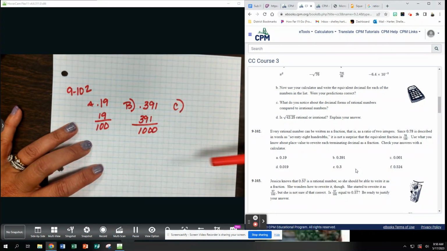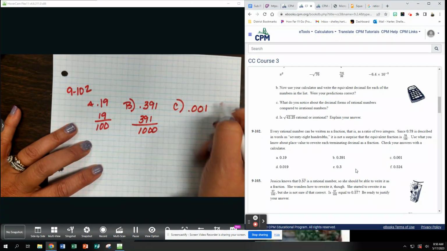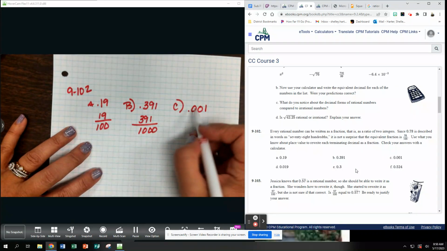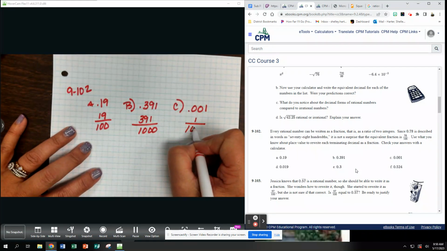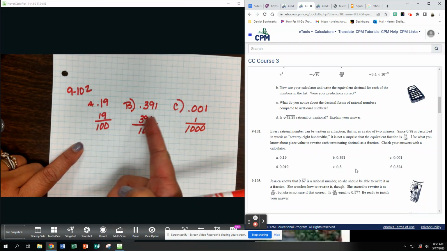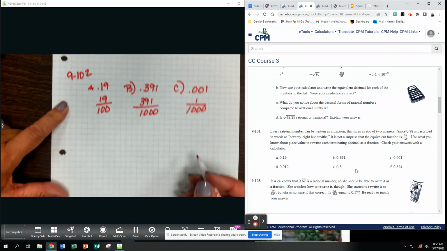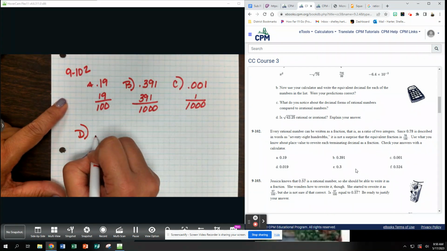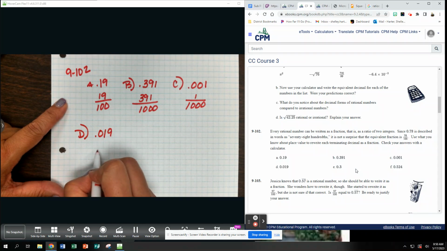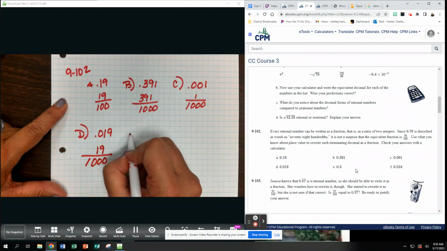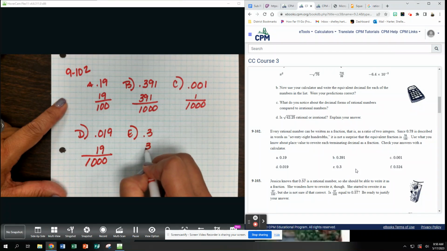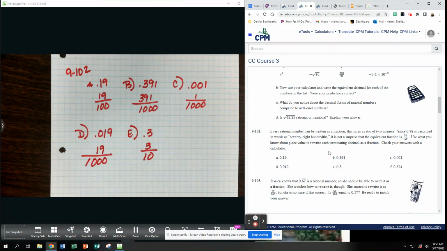C is 0.001. And it's going to be 1 over 1,000, right? Because you've got three places out. Let's do D. 0.019. So that's going to be over 1,000. E is 0.3. All of these are going to be rational numbers.